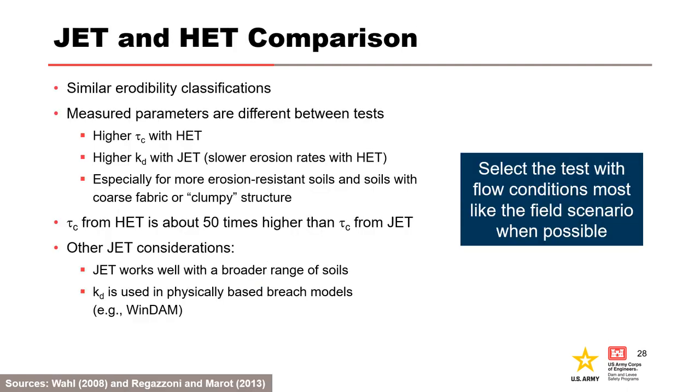When comparing the hole erosion and jet erosion tests, the variability of the computed erosion rate coefficients and critical shear stresses is large for both methods, about one order of magnitude for the soils tested by Reclamation. The hole erosion test critical shear stress is about 50 times higher than the jet critical shear stress.